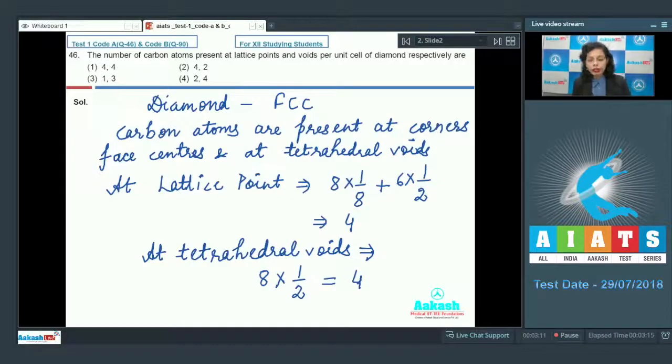So we have these two numbers: 4 at the lattice points and 4 in the voids. So the correct answer here is option 1. I'll write here the correct answer, that's option 1. Let me mark it here. Now let's move on to the next question.